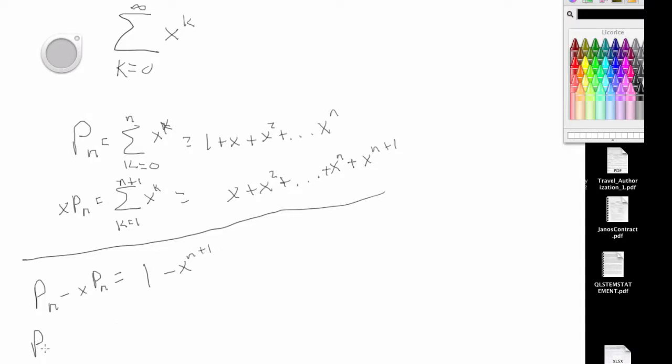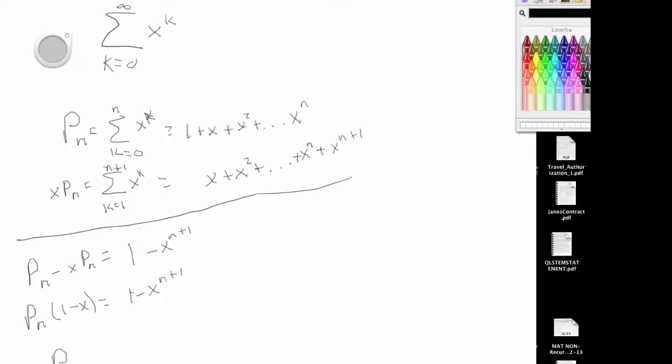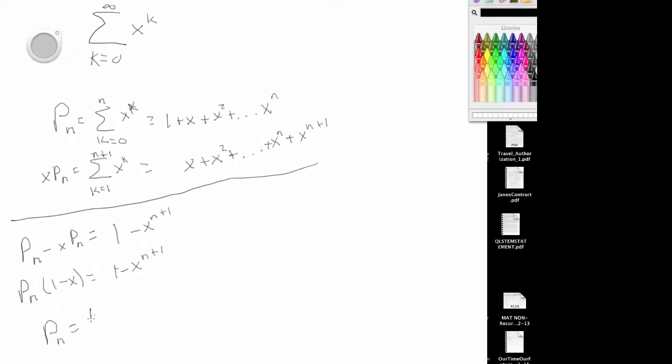Now if I factor p sub n out on this side, I get p sub n times 1 minus x equals 1 minus x to the n plus 1. And so p sub n is 1 minus x to the n plus 1 divided by 1 minus x. Okay, so that is the nth partial sum. It gives us a nice easy form if you want to add the first n terms of a geometric series.